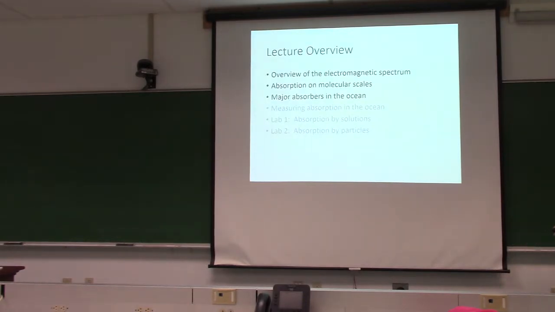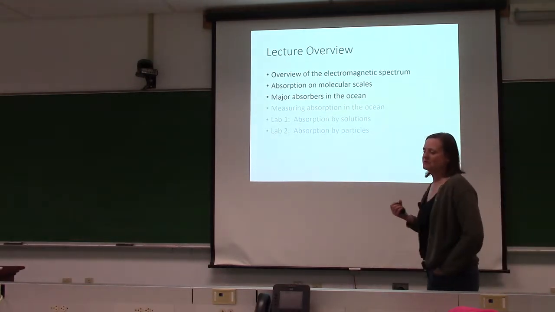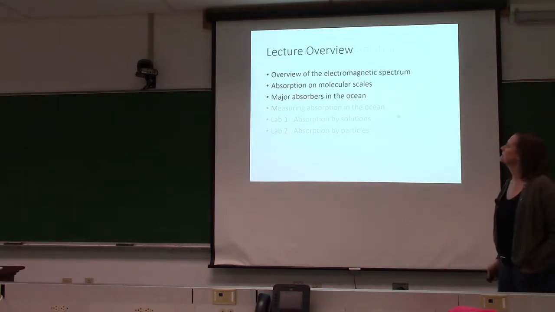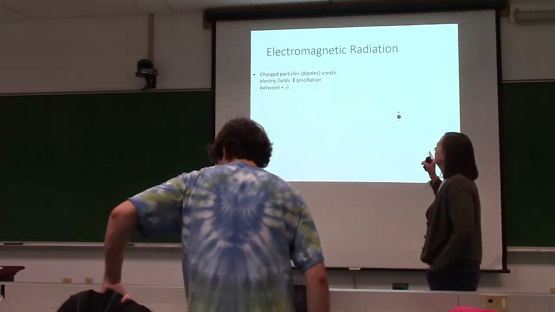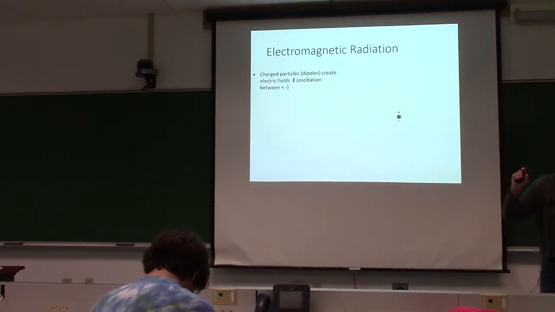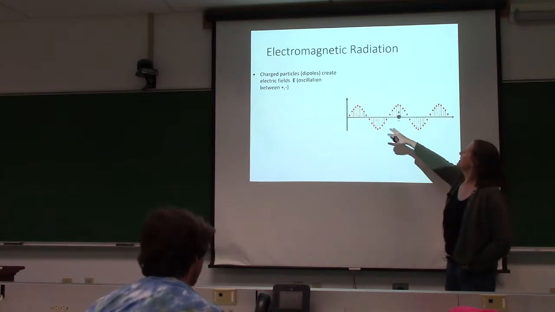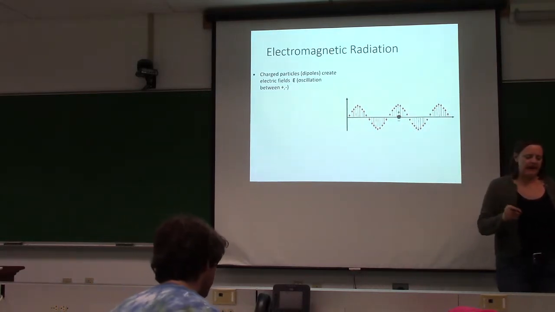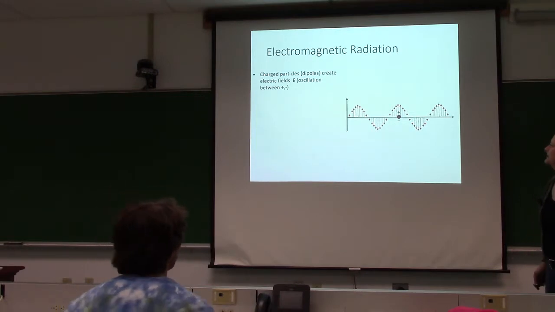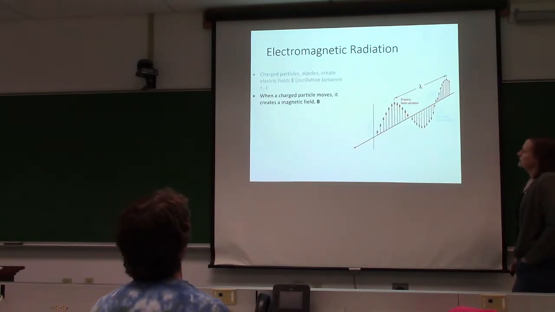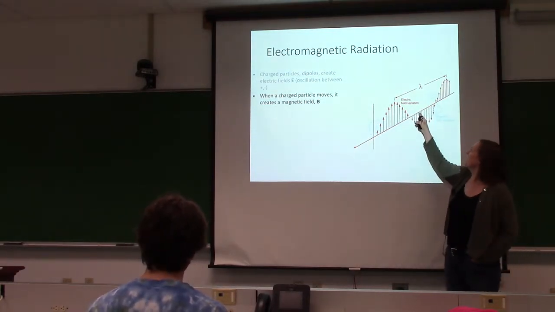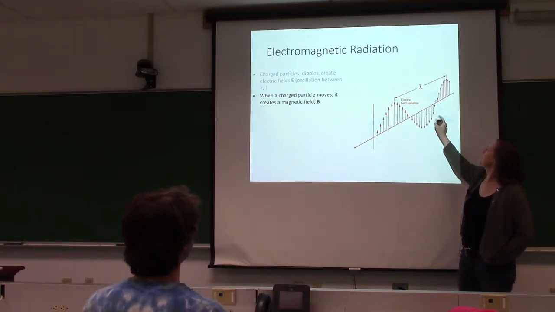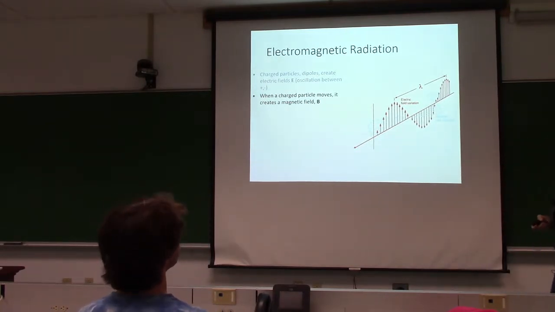So, okay, we'll talk a little bit about the electromagnetic spectrum, what happens when we have absorption on molecular scales, and the absorbers. Okay, so if we have a dipole, a charged particle, they will create electric fields. And it will look something like this. There'll be an oscillation where the vectors are indicating the magnitude of the energy, and that will oscillate. Now, when this charged particle moves, it's going to create a magnetic field. And you'll get a magnetic field. In this case, it's like these barely visible blue field vectors.